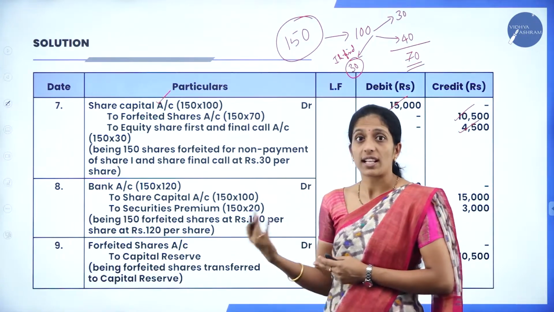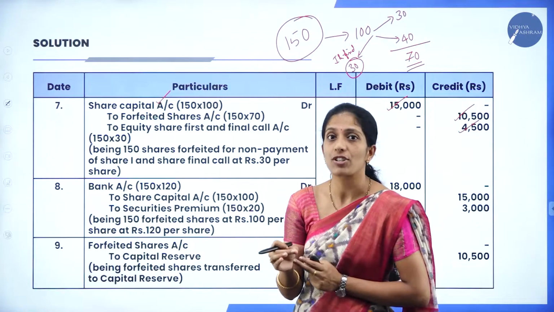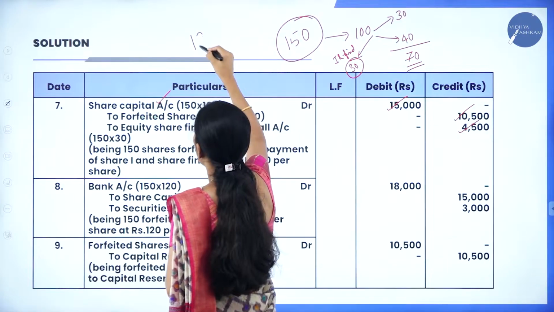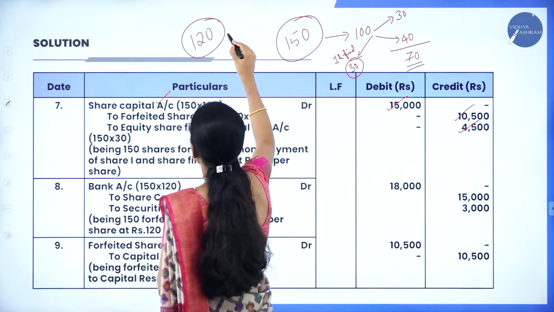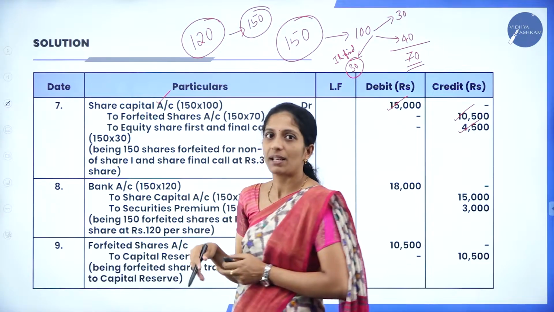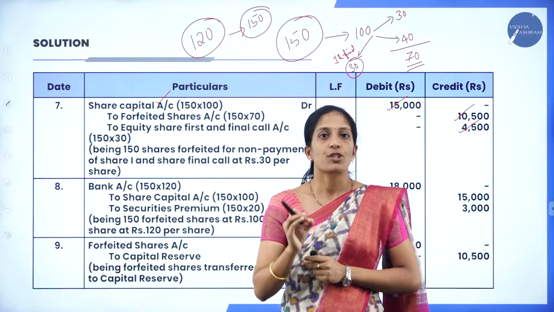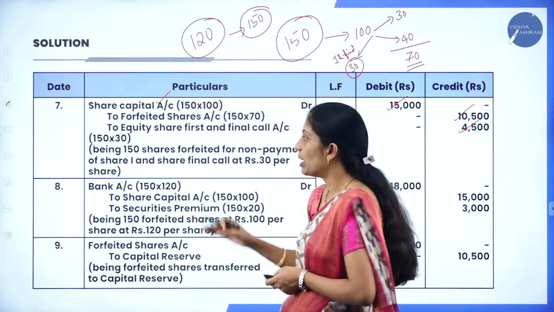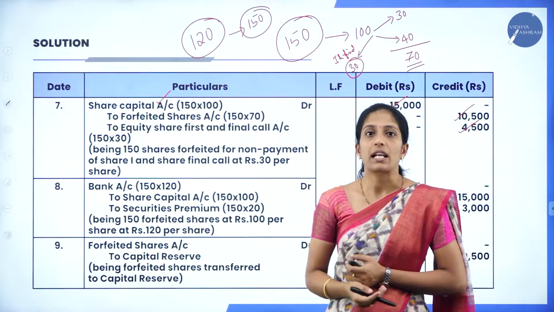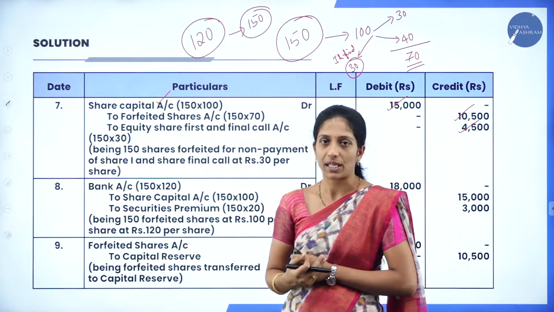After forfeiture, what have they done? They have reissued those 150 shares at rupees how much? 120 each. In the sense they have reissued at premium. So these 150 shares have been reissued at premium. So it has been reissued at rupees 120, which is more than face value, which means they have reissued at premium. What is the entry? Bank account debit to equity share capital account to securities premium account, because they have reissued at premium.